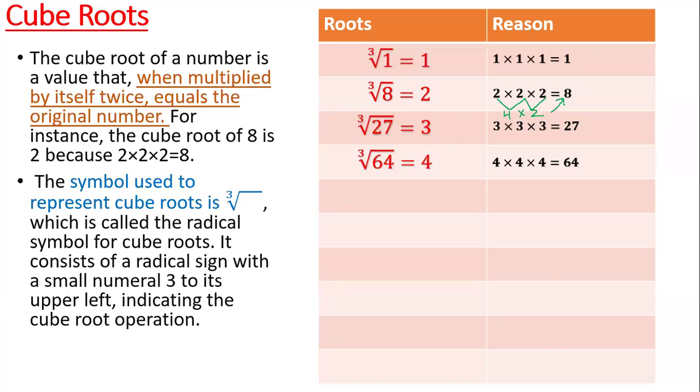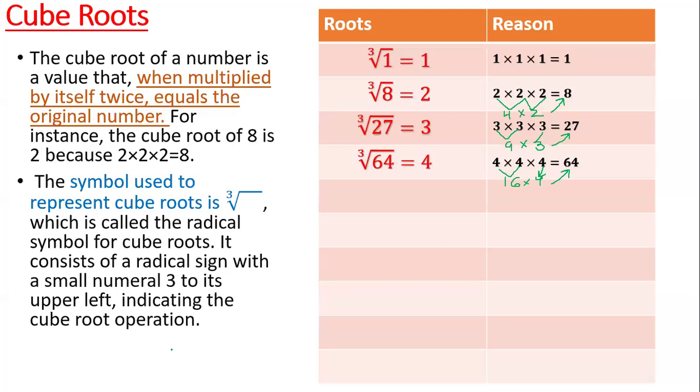All right, and then we say 3 times 3 is 9, and then 9 times 3 is 27. And we say 4 times 4 is 16, and 16 times 4 is 64. So we don't say 4 times 3, or 2 times 3, or 3 times 3. It's the multiplication three times.